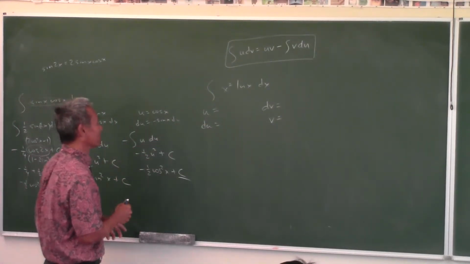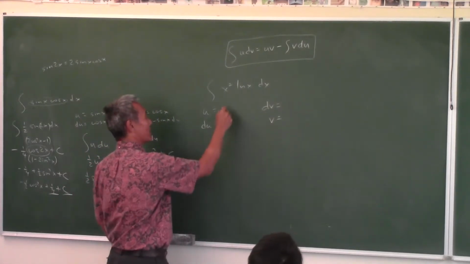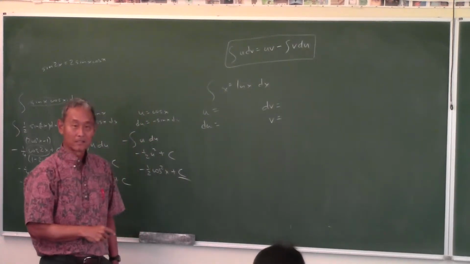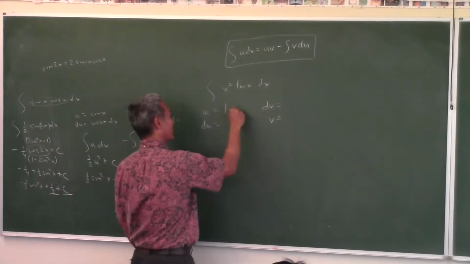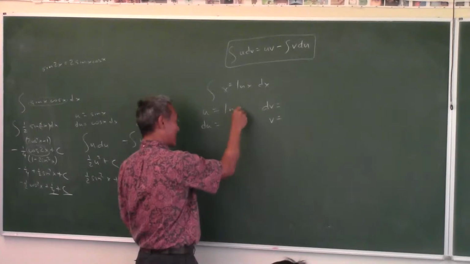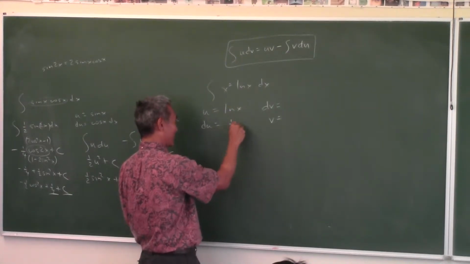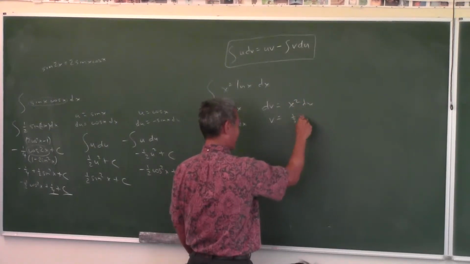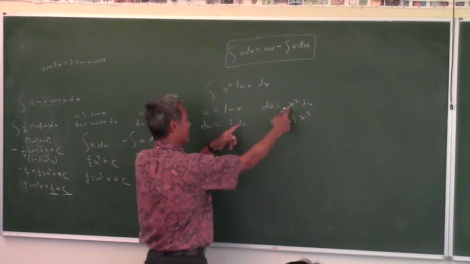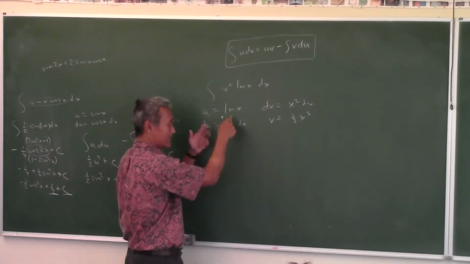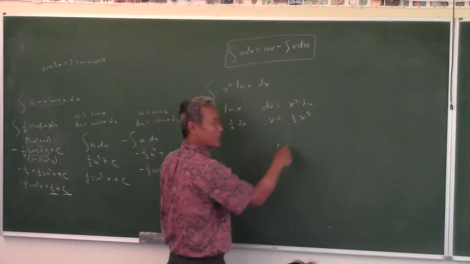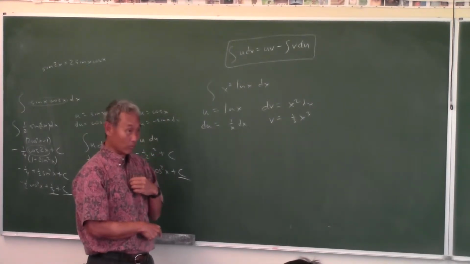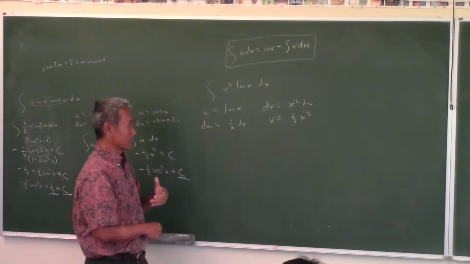So what should I do? Should I make u the x squared, or should I make it the natural log x? Natural log. Why? You can't take the integral. Yeah, because for natural log x, the derivative is 1 over x dx. dv, if that's the x squared dx, then v would be 1/3 x cubed, right? What if you switched it? Then u would be x squared, easy to take the derivative, but natural log x, do we know the antiderivative of it? Actually, we do, but that's okay. Let's just pretend we don't.